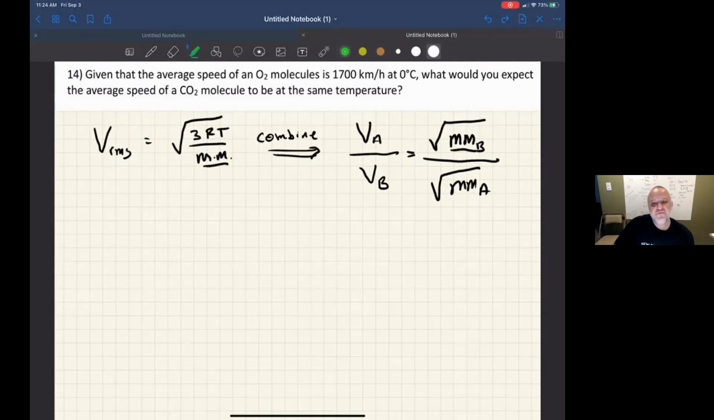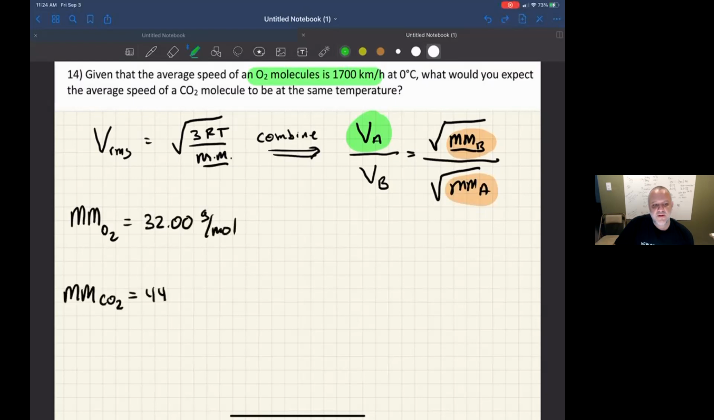So this gives us a formula to use with the information that we have in the problem. We've got the velocity of A, in other words, for O2 molecules. And so our job really at this point is to calculate some molar masses. We know that the molar mass of O2 is 32 grams per mole, and for CO2, it's 44.01 grams per mole. So the velocity of O2 was given as 1700 kilometers an hour, and now we want to figure out the velocity of CO2.